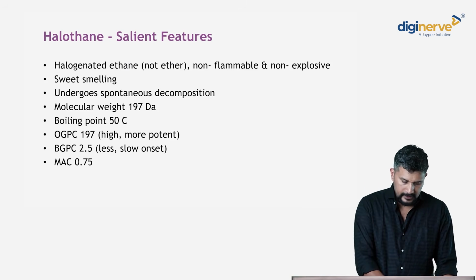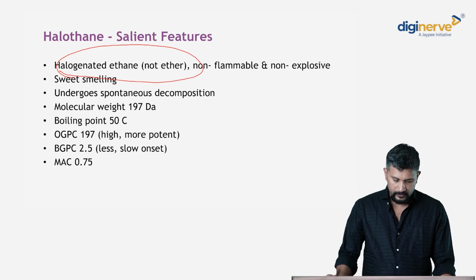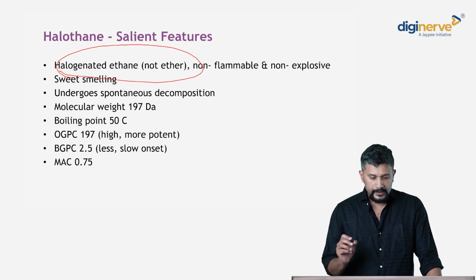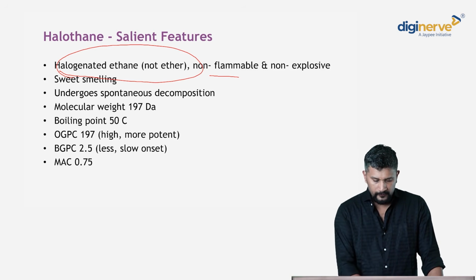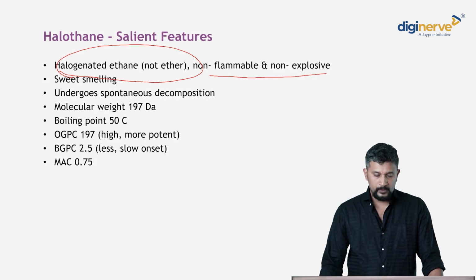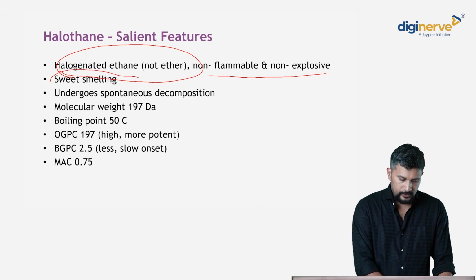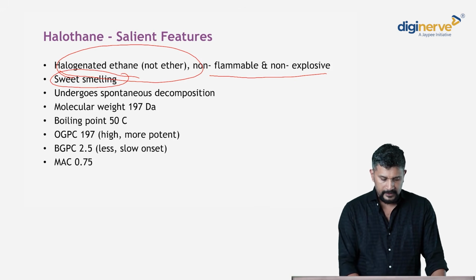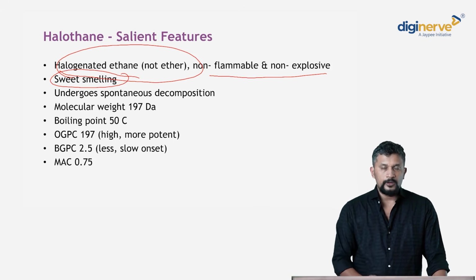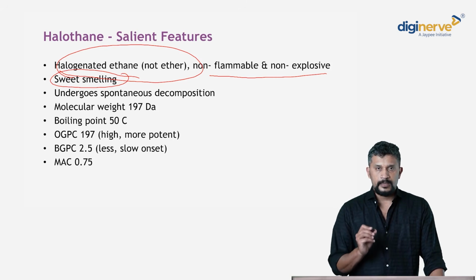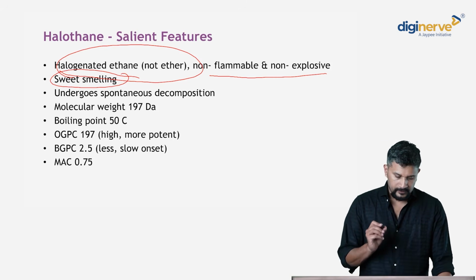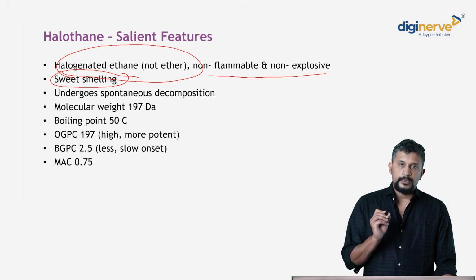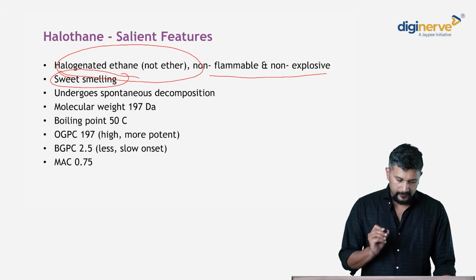So halothane is a halogenated ethane. It is not a halogenated ether. Please do remember that it is a halogenated ethane. It is non-flammable and non-explosive. It is sweet smelling, so it does not irritate your respiratory tract. And therefore, it is the second drug of choice after sevoflurane when it comes to inhalational induction in patients who do not have an IV line.